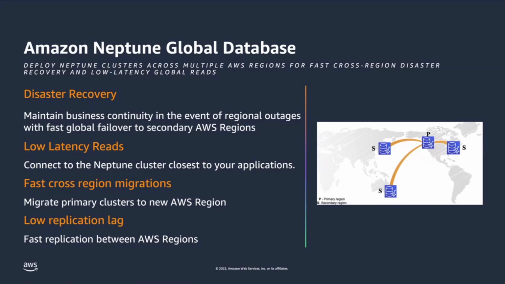This is, as I mentioned, a managed feature. So it would allow for things like fast cross-region migrations. And it's got a low replica lag between these regions. So the data is going to automatically be written into the primary region, and then that will be automatically replicated out with low latency to the other AWS regions that you have clusters configured for.